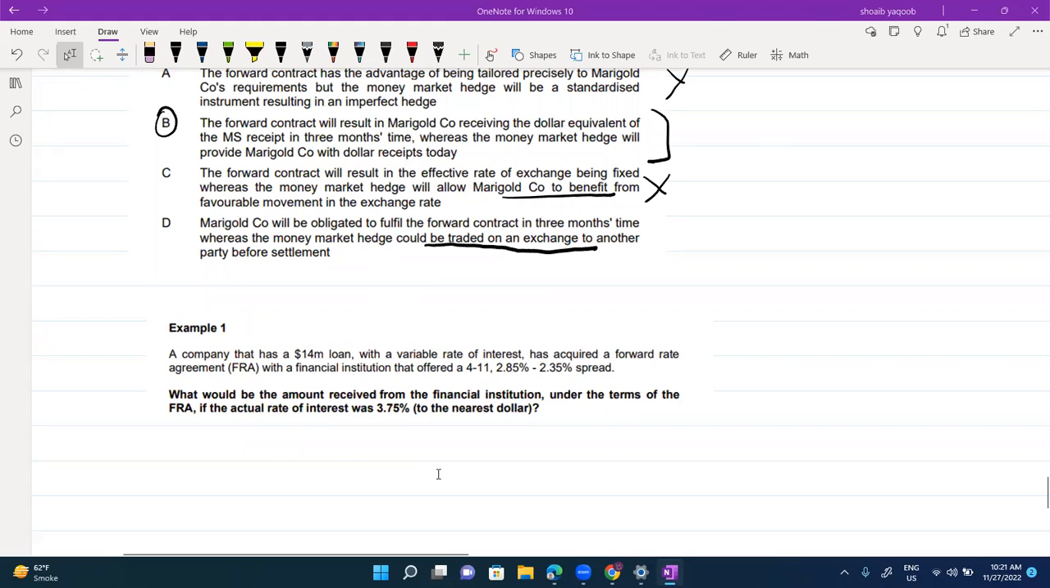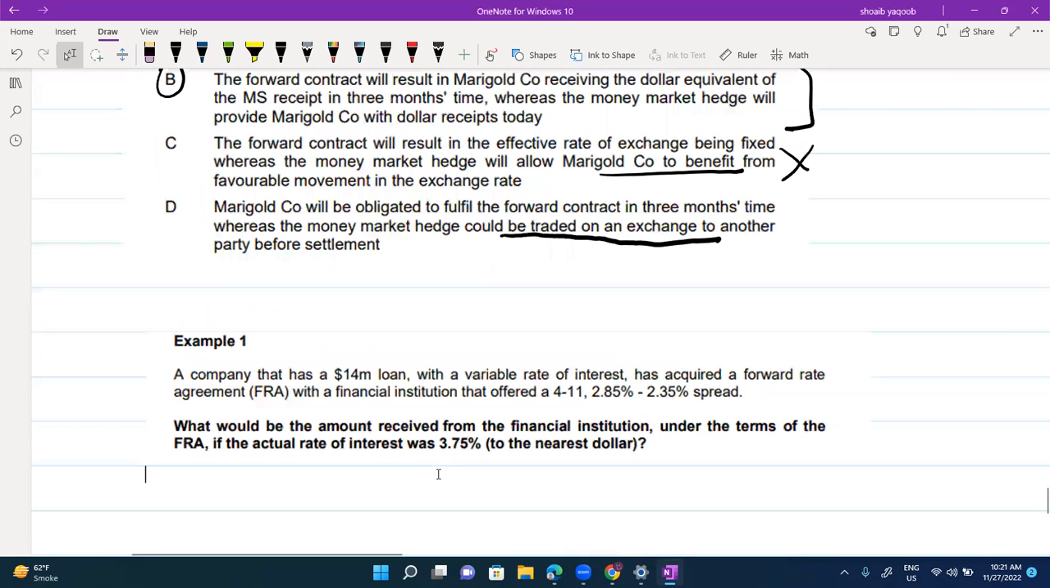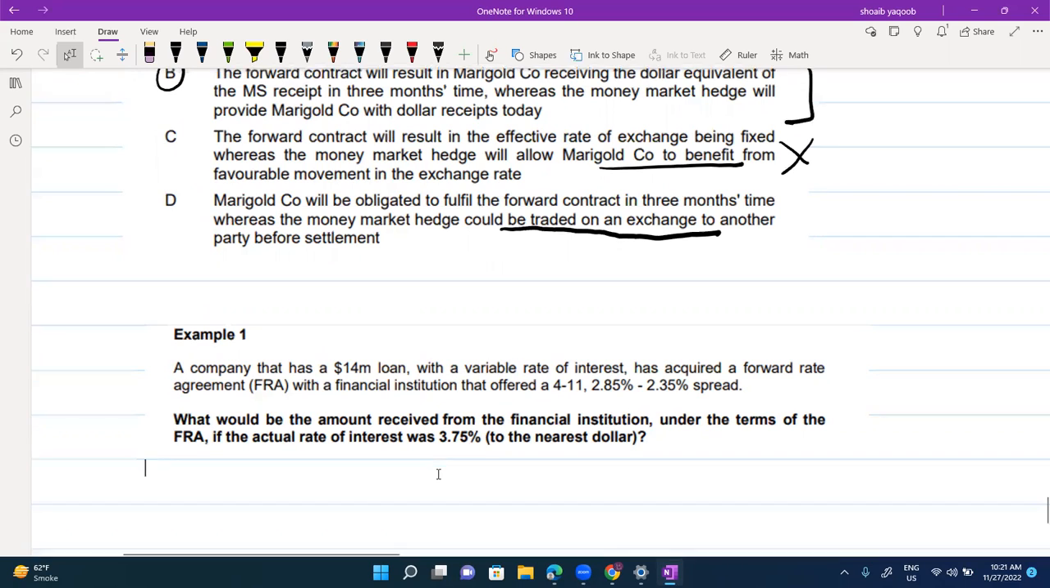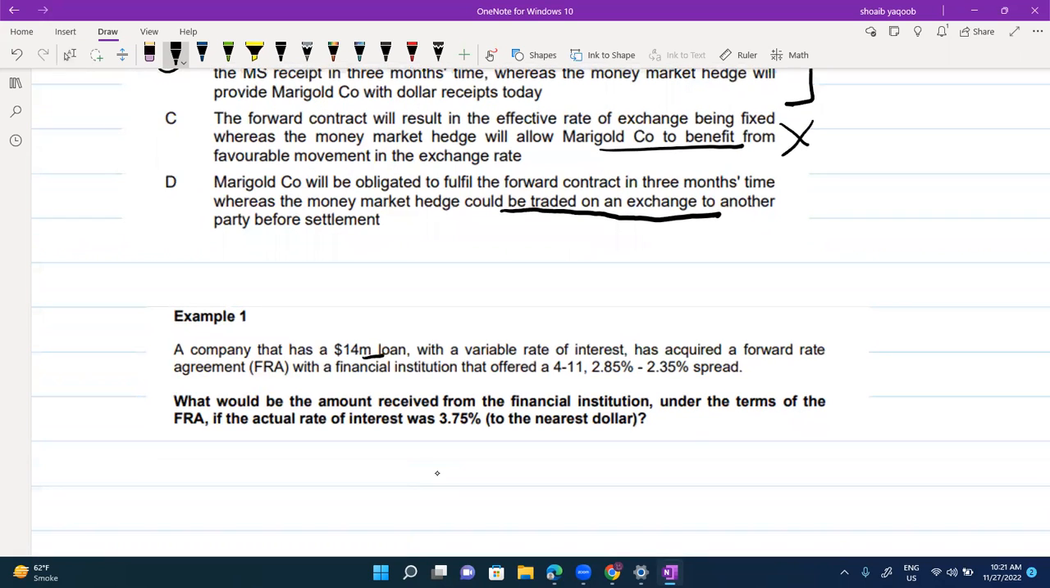A company that has a $14 million loan with a variable interest rate has acquired a forward agreement with a financial institution that offered a 4.11, 2.85 and 2.35 spread. What would be the amount received from the financial institution under the term if the actual rate of interest is 3.75%? So first of all, it's a loan. So which rate you will lock in case of a loan? Higher rate. Borrowing rate will always be higher. So you have locked 2.85%.